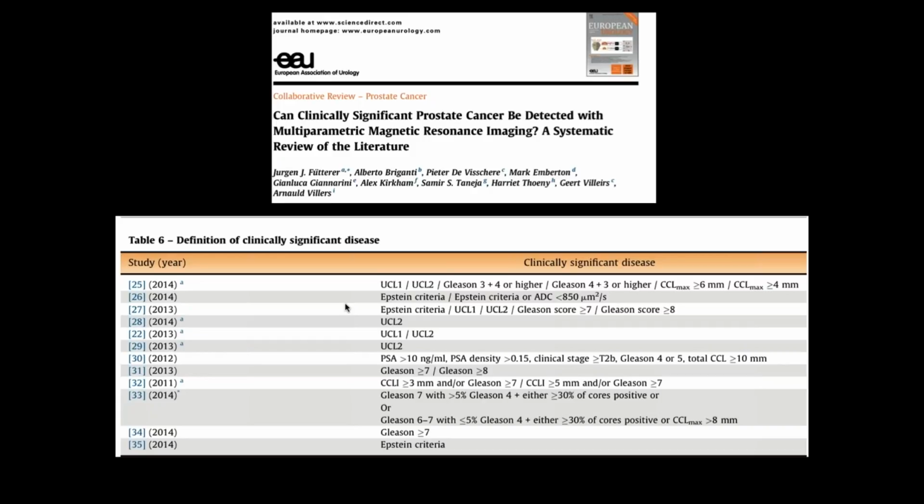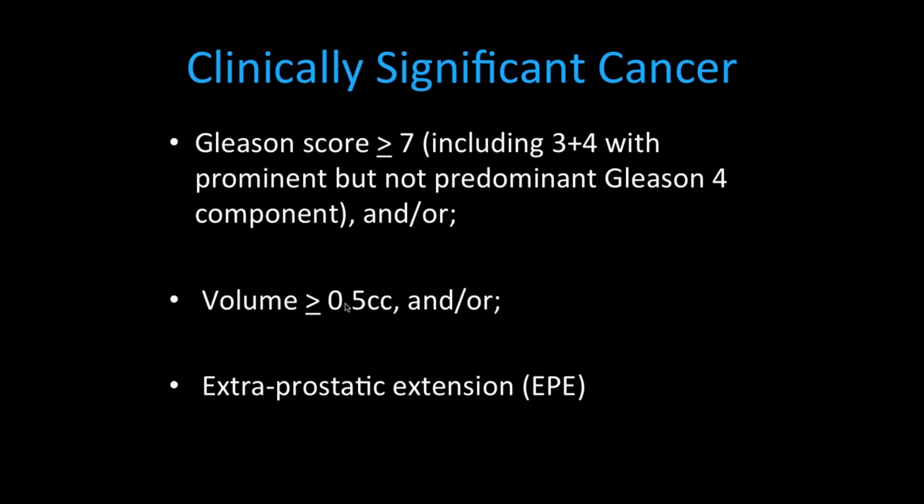So one study is using Gleason 3+4 or higher. Another study is using PSA density plus Gleason score plus tumor length, etc. So it's quite difficult to assess what's clinically significant and how can we compare all those studies. So in the PI-RADS, we define clinically significant cancer as a Gleason 7 or higher, including a 3+4, a volume on MRI of 0.5 cc, or if you see extraprostatic extension.